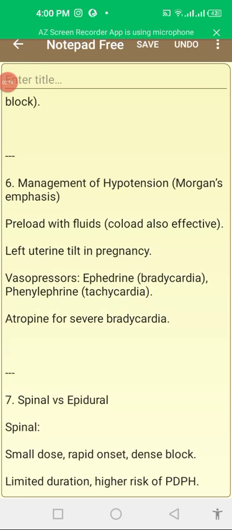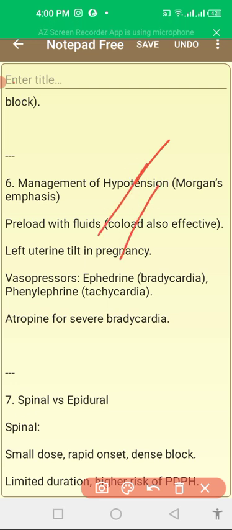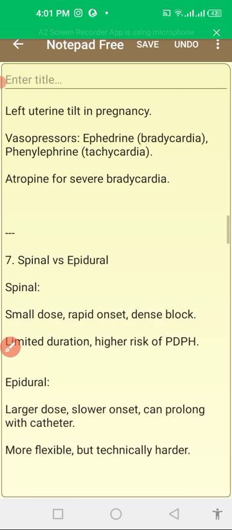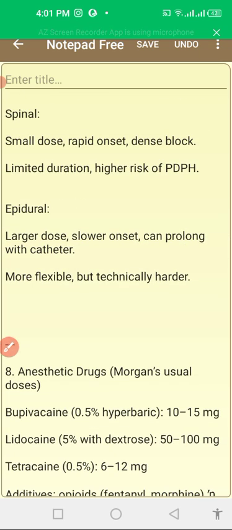So if the patient has hypotension, how will we manage it? We will give preload to the patient with fluid. We will make a tilt in pregnancy, a uterine tilt, give a vasopressor for blood pressure control, and atropine for bradycardia treatment. So in this way we perform spinal anesthesia.